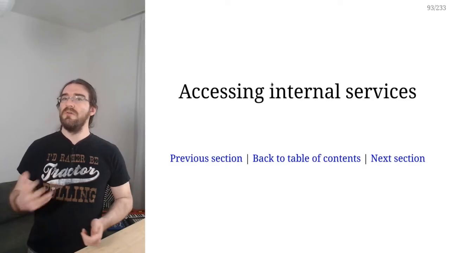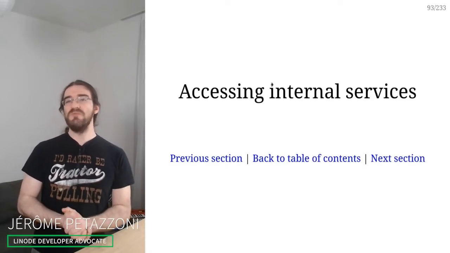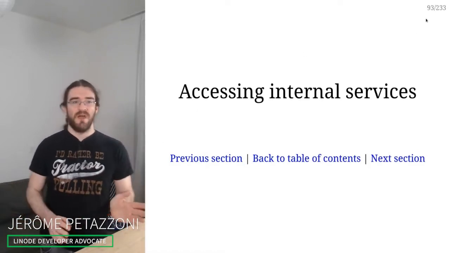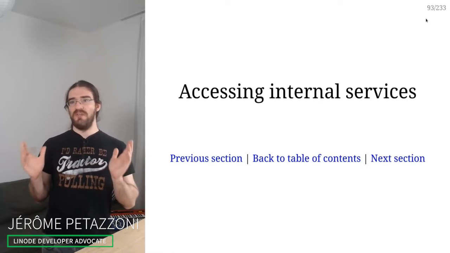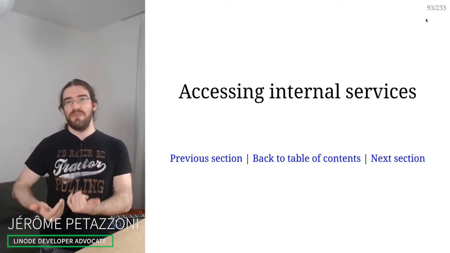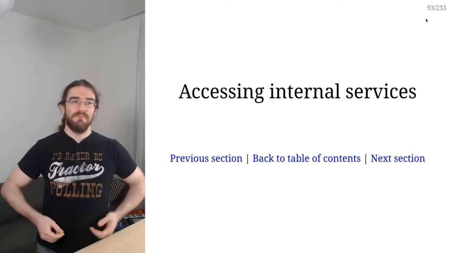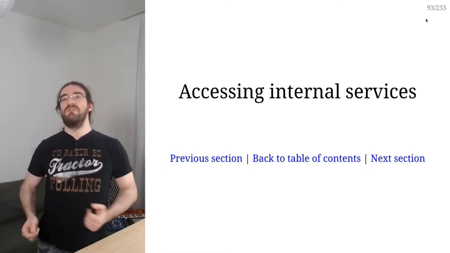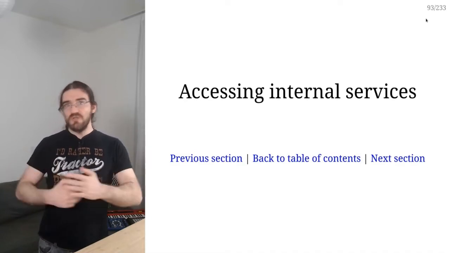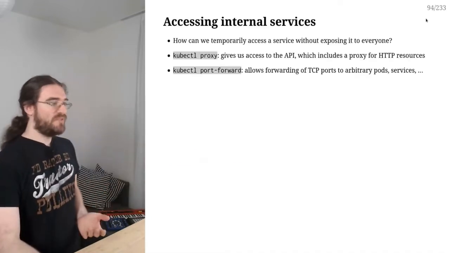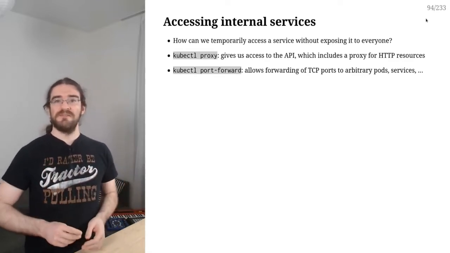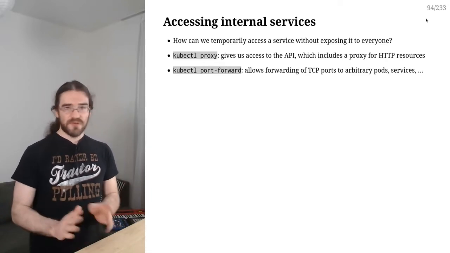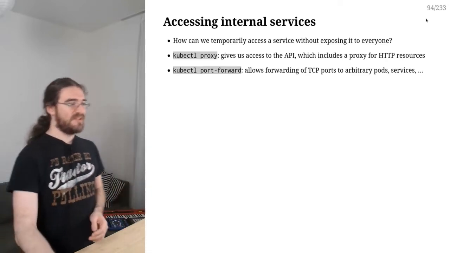Let's continue with another useful reminder: how to access internal services. In the previous section, we ran an Nginx container and then we exposed it with a load balancer service. But sometimes we want to access a pod or an internal service without exposing it to the whole world. So how can we do that? We have a couple of techniques: kubectl proxy and kubectl port-forward. I'm going to quickly show you both techniques.